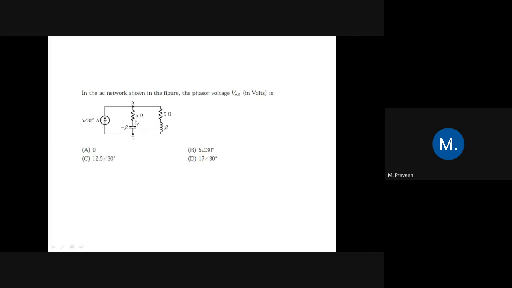So the total impedance is nothing but this one and this one. So both are parallel. Okay, both are parallel. Therefore, total impedance Z is equal to Z1 parallel to Z2. Okay, that is 5 minus 3J parallel to 5 plus 3J. So now you all know the formula for parallel impedance. That is Z1 Z2 divided by Z1 plus Z2.